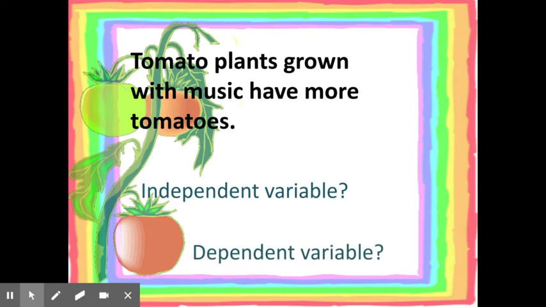And again, take a second here and think to yourself, or say it out loud, however you prefer. What is the dependent variable here? If you guessed them having more tomatoes, you are correct, because that would be the result of playing the music. So the cause is the independent variable, and the effect is the dependent variable.